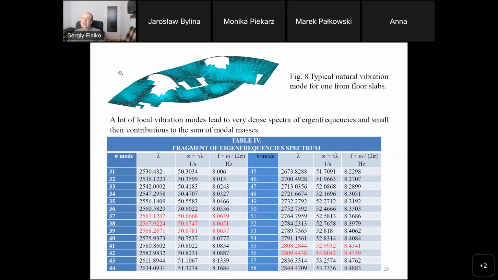You see the typical natural vibration mode in the vertical direction of a single floor slab. Here is presented a fragment of the eigenspectrum, and red color denotes the almost multiple eigenfrequencies. Such a situation essentially complicates and slows down the convergence of the eigenvalue solvers.